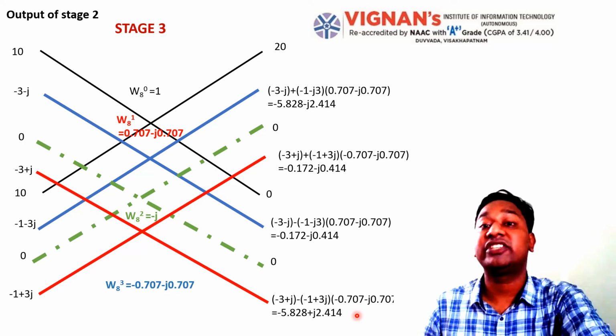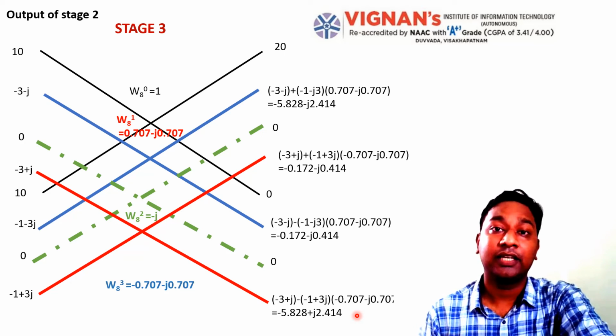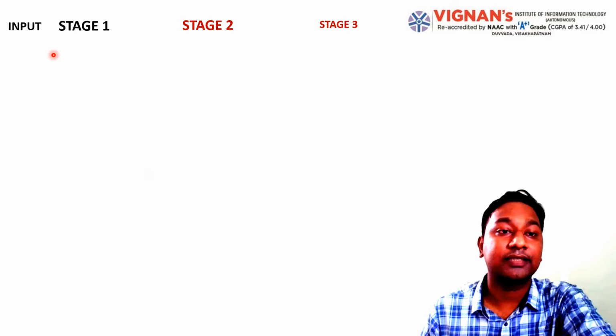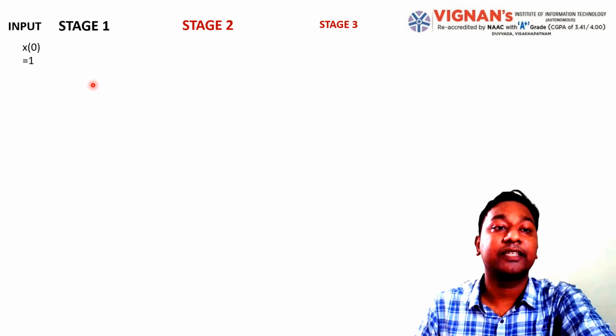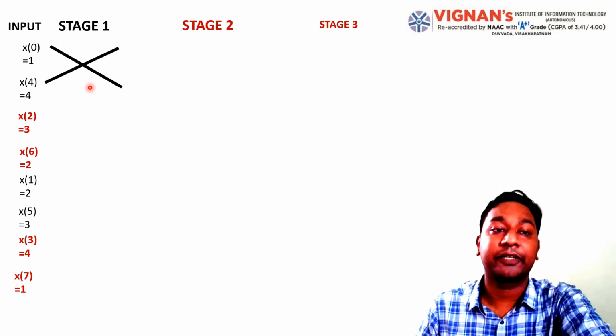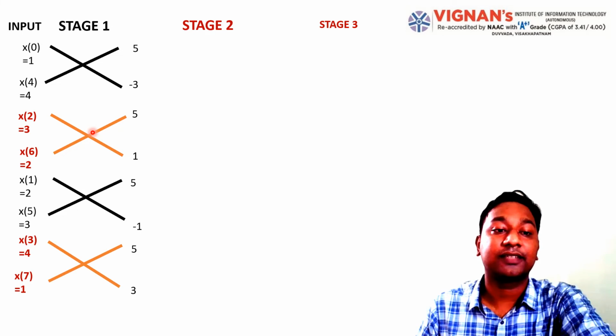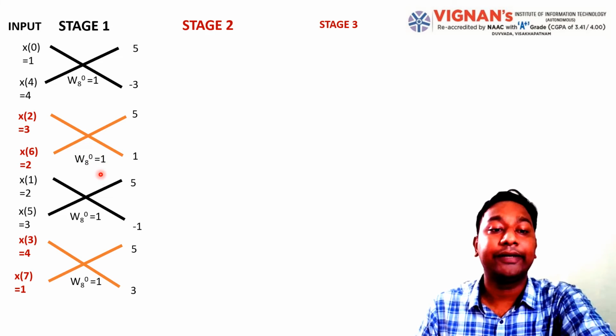Now we'll see the 3 stages at a time. The common point in all stages is that there are 4 butterflies. In the first stage, the input is in bit reversal order, and 4 butterflies are there. For all butterflies, the associated twiddle factor is 1, so it is only simple addition and subtraction. That is the completion of the first stage.